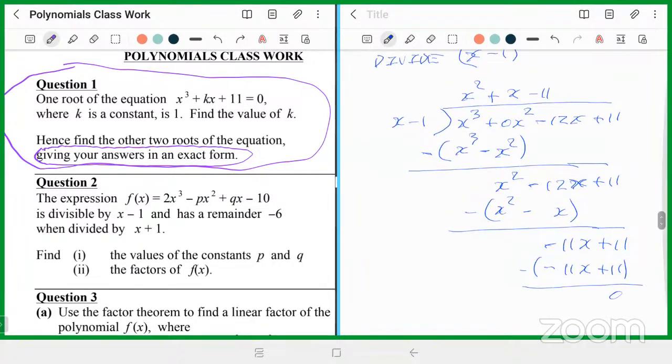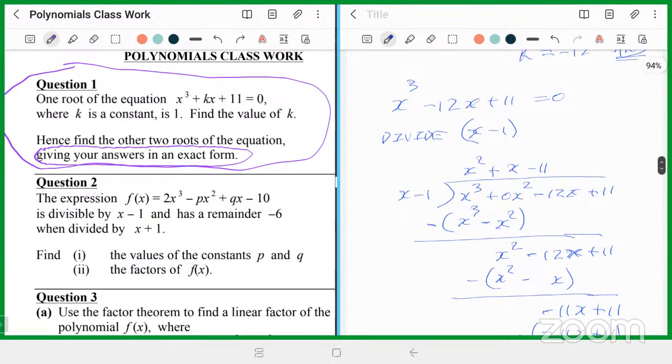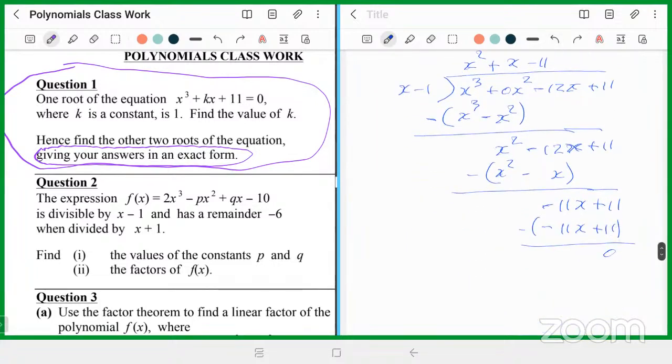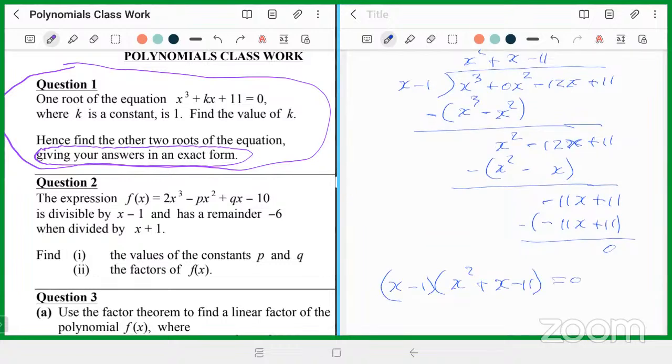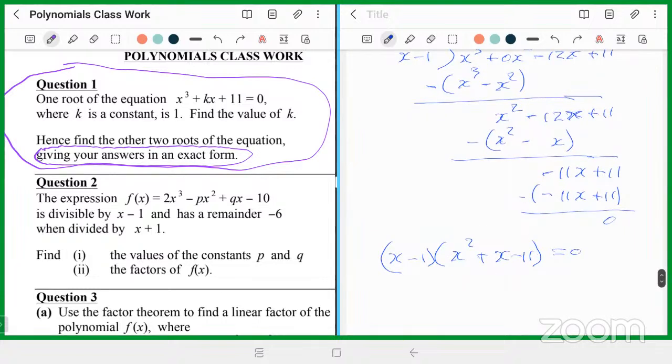So this equation becomes the product of this and that. That expression becomes the product of those two. So we end up having x minus 1 times x squared plus x minus 11 equals 0. But this cannot be factorized any further. It is irreducible. And so we're going to say this part equals 0, which is giving us the first root that we had. I can just write x equals 1.